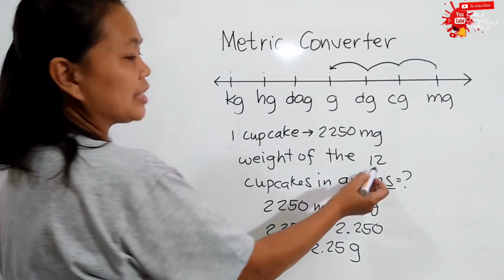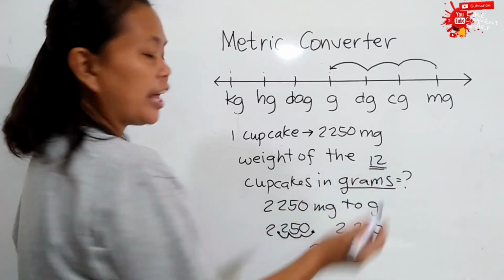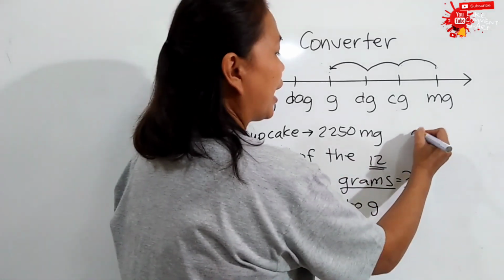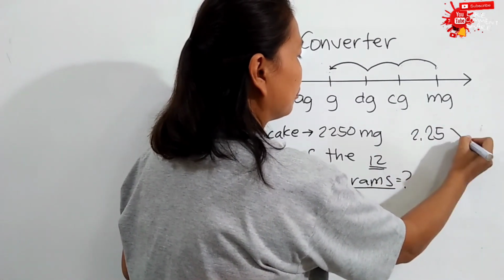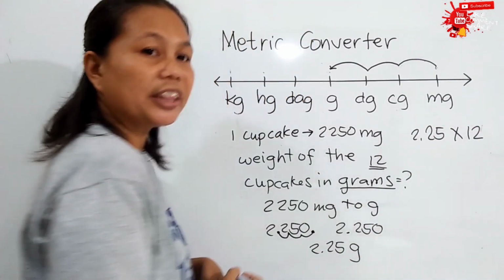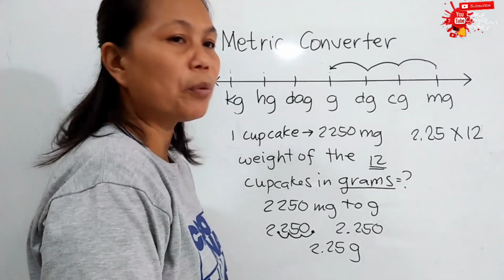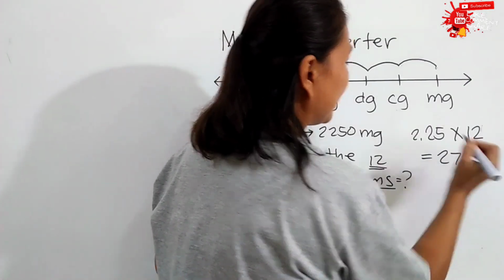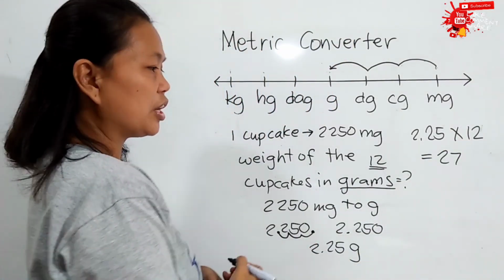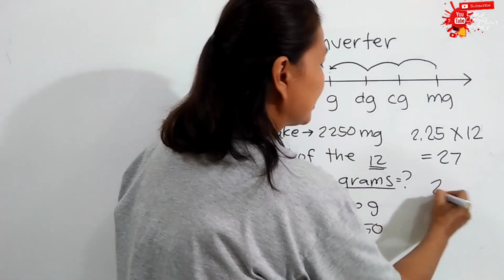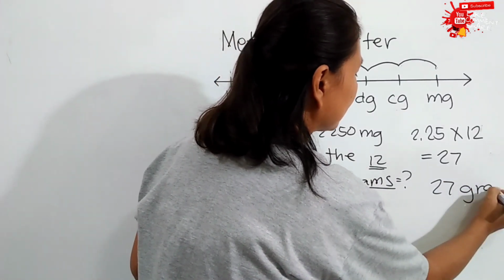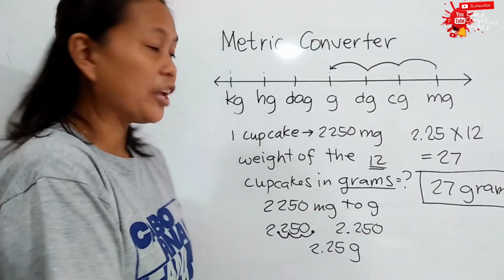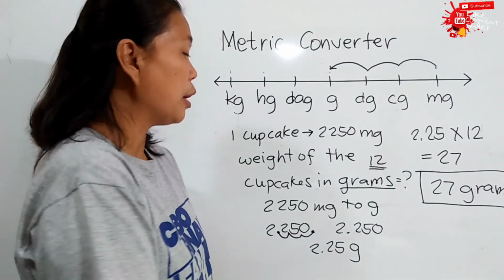But the problem is asking for the 12 cupcakes. So what will be the weight of the 12 cupcakes? We need to multiply 2.25 by 12. And what is the product if we multiply 2.25 by 12? The answer will be 27. So the answer is 27 grams. Okay? So I hope you understand the given problem.